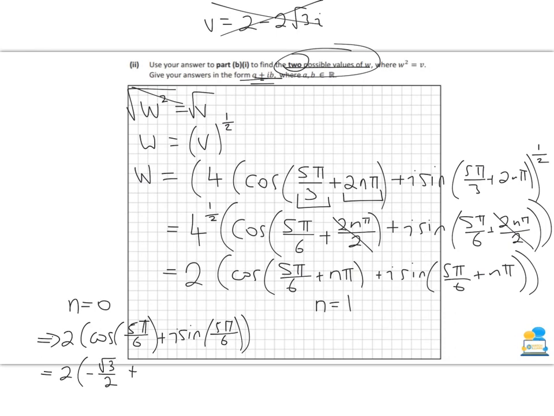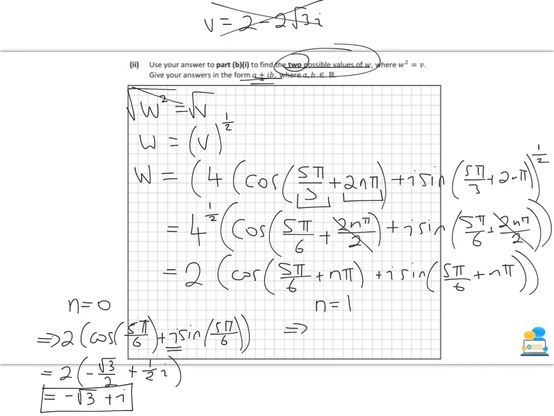plus, and then I'm going to put sine 5 pi over 6 into my calculator, and that is giving me a half. Now remember that i is there, so it's going to be a half i, and therefore I can multiply the 2 on the outside, so that's going to give me minus the square root of 3 plus i. So that is my first answer, but remember there should be 2 solutions, so I need to go and sub 1 in now.